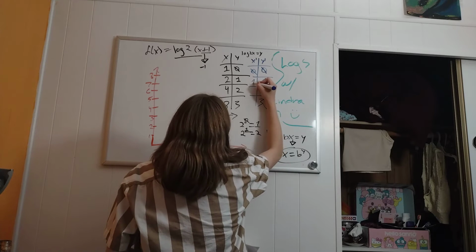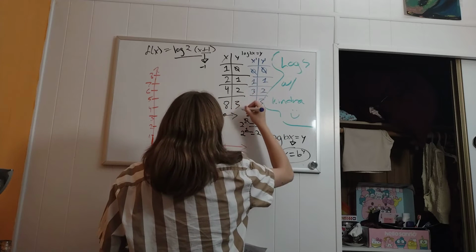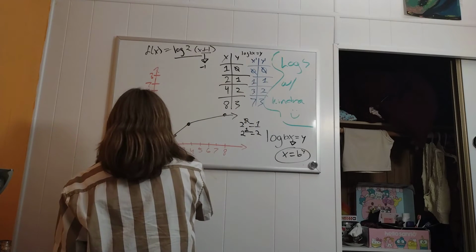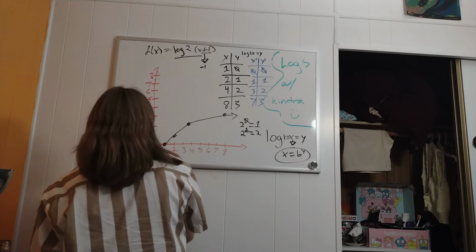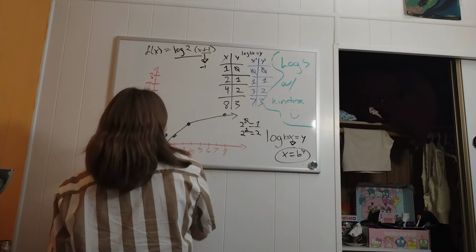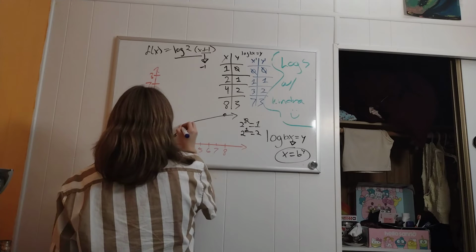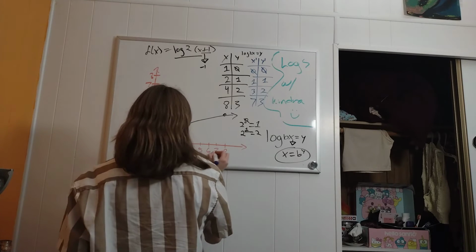So 2 minus 1, of course, equals 1. 4 minus 1 equals 3. 8 minus 1 equals 7. So now we have this kind of pattern. So 0, 0. We're going to start that in blue. 1, 1. Now we have, excuse me, 3, 2, and we're going to have 7, 3.